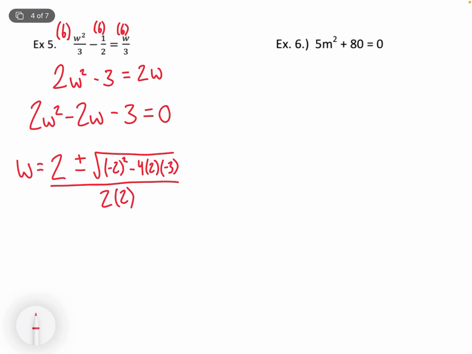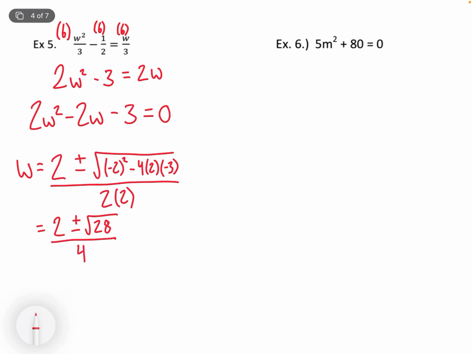Okay, so that's going to leave us with 2 plus or minus. Now, 2 squared is 4, and we've got 4 times 2, which is 8, times negative 3, which is going to be positive 24. So we're going to get the square root of 28, all divided by 4.